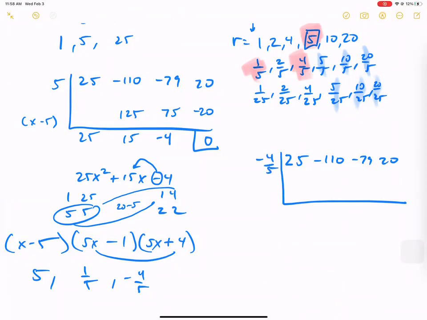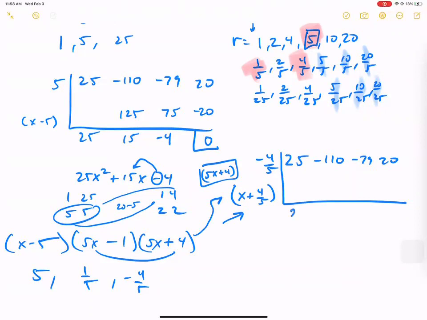Okay. So what if I was trying to do negative 4 over 5? Now the factor, because synthetic division is a little stupid, it's x plus 4 over 5. What is the factor we really said it was going to be? It was going to be 5x plus 4. That's the real factor, but synthetic division is blind to that. So be aware, be careful.